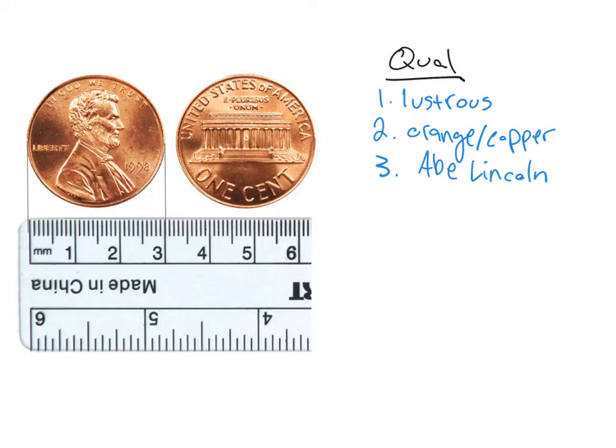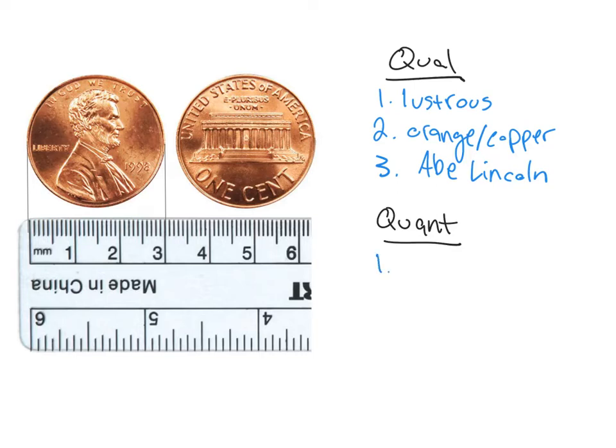So all of those would be considered qualitative observations. I'm observing the qualities that this object has. So now I can make some quantitative observations. So I'm going to make some actual measurements or observe quantities here.